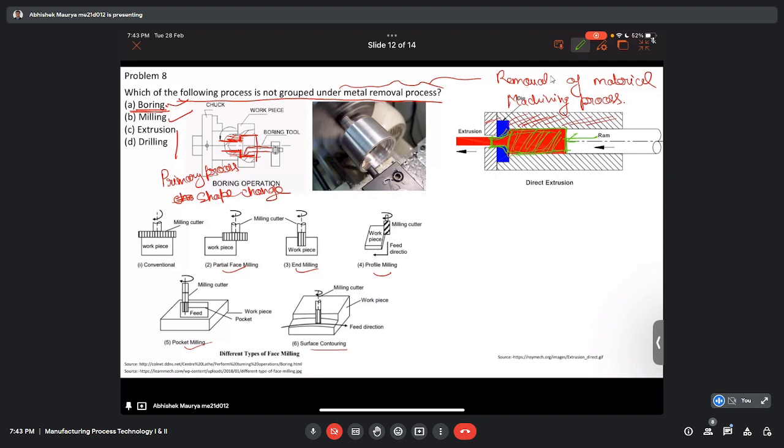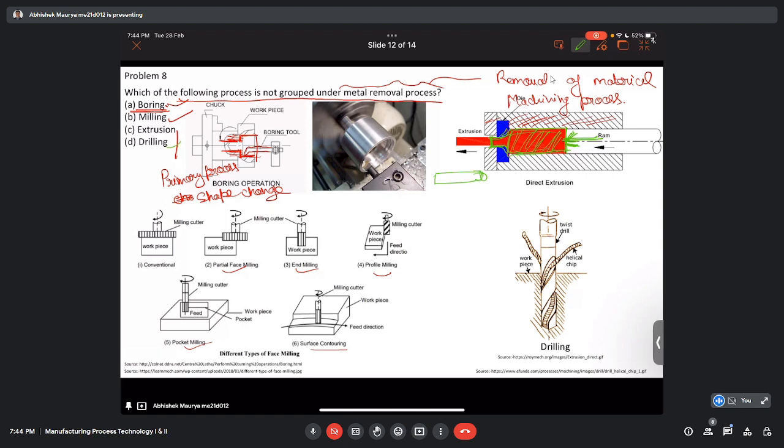What we do, we apply some force on the billet. Sometimes we increase the temperature also so that the process becomes easier. And finally, we get a component with uniform cross section, or the tubes, bars, something like that. But here only shape change is involved, no material removal.